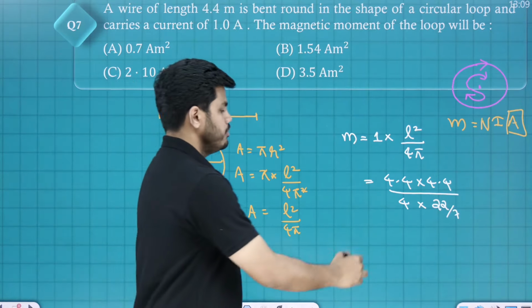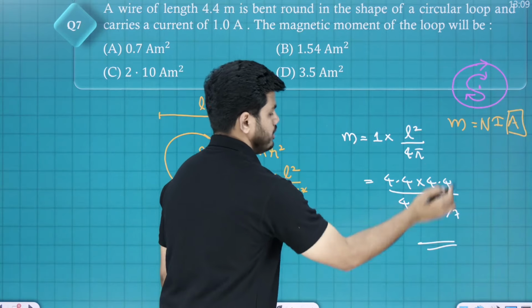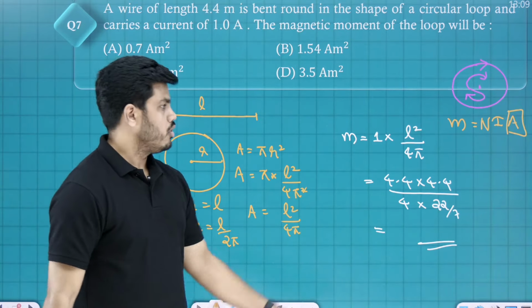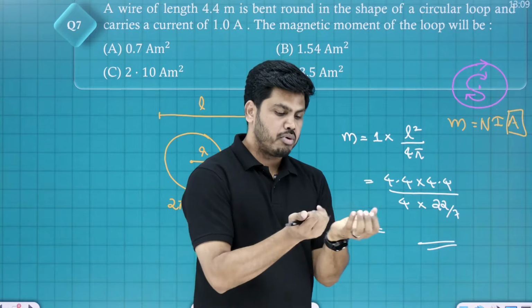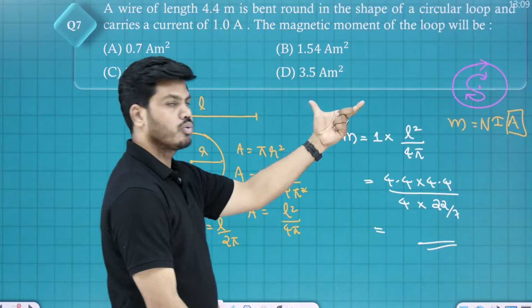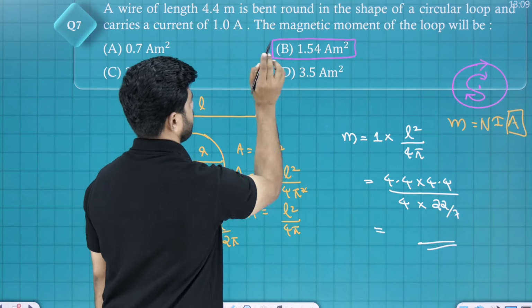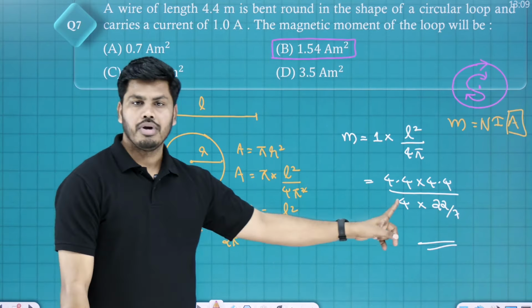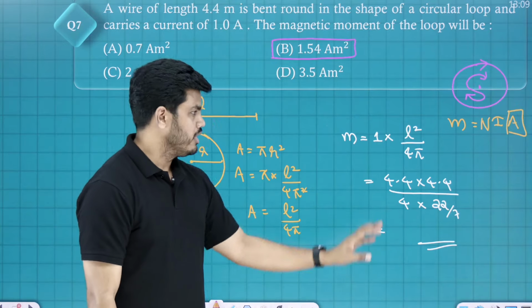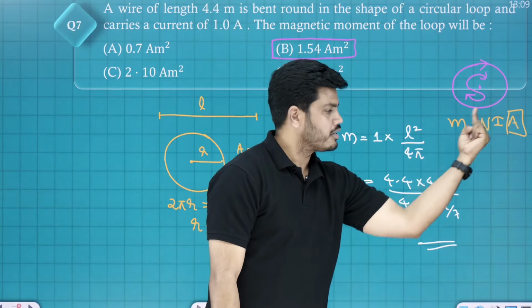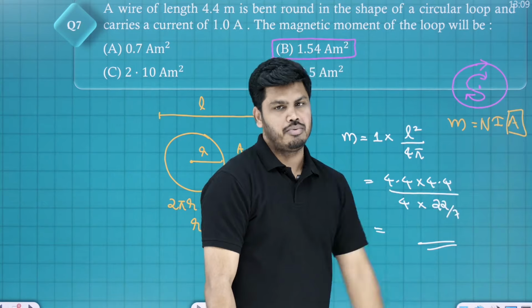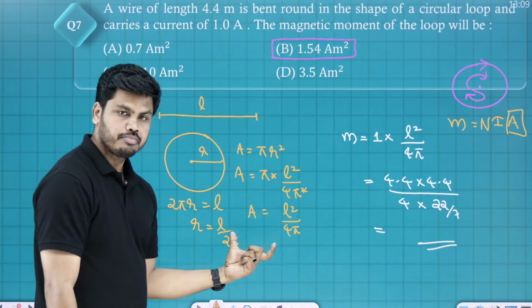Okay, that will give you the magnetic moment, magnetic dipole moment of the loop of wire, which we formed by bending a straight wire into a circular loop. And if you simplify that, you will get 1.54 ampere per meter square. That will be the value. Okay, that was easy, right? Only confusion we had here is like the area is not given directly, that we had to find out.